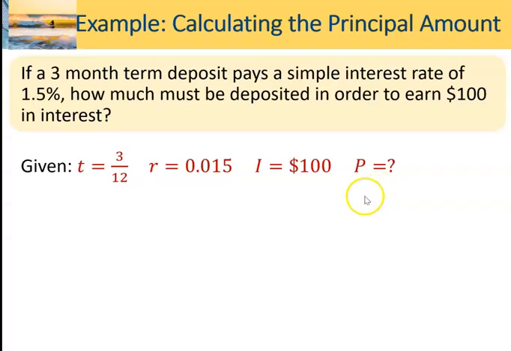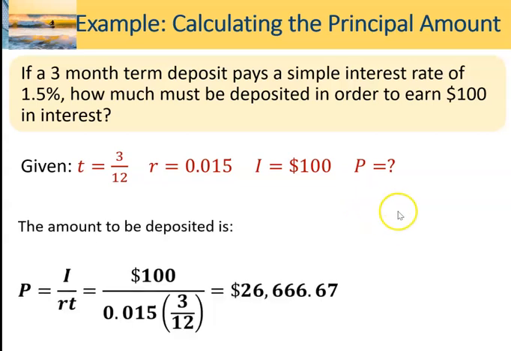Think back to your triangle. We have P, or your principal, equals I divided by RT. So 100 divided by your 1.5%, or 0.015, multiplied by either 3/12 or 0.25. Once you have your denominator, you divide your numerator by your denominator, and that is going to give you $26,666.67.